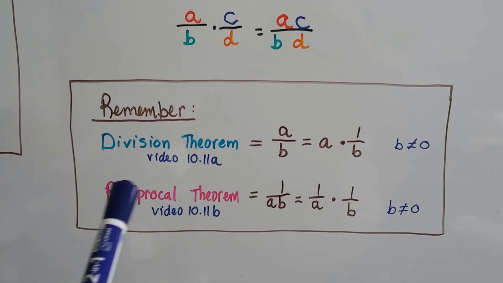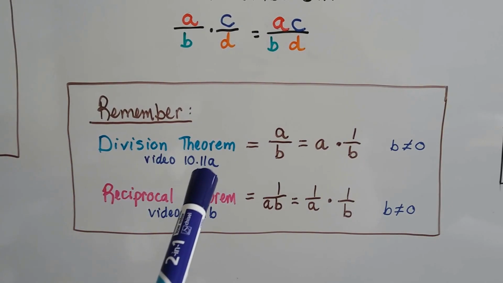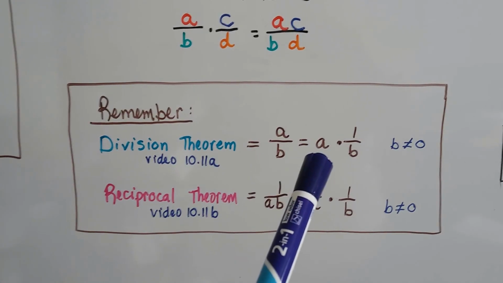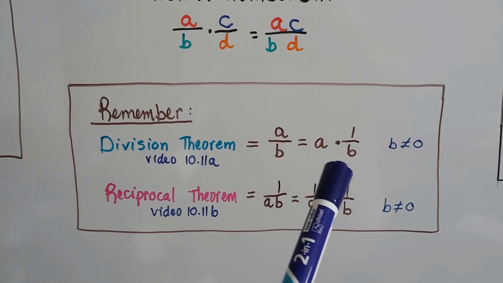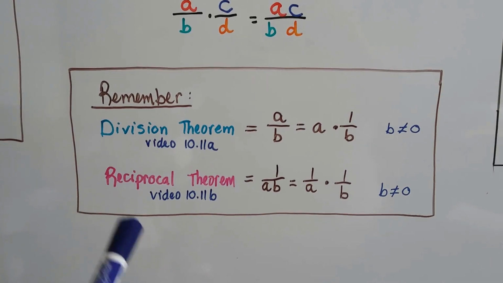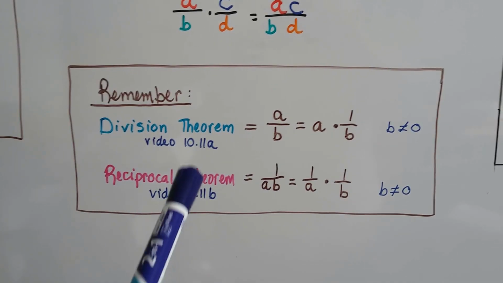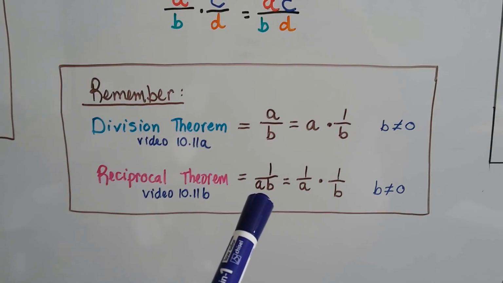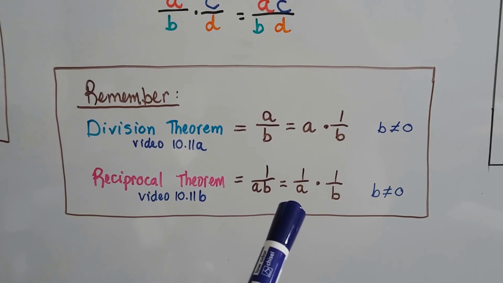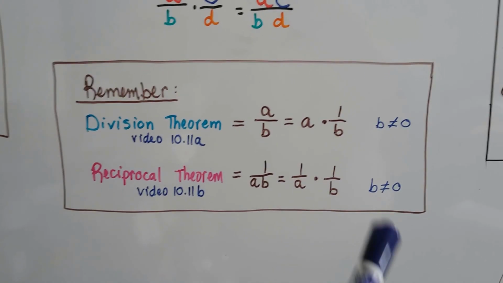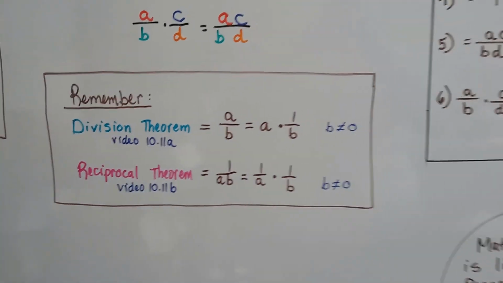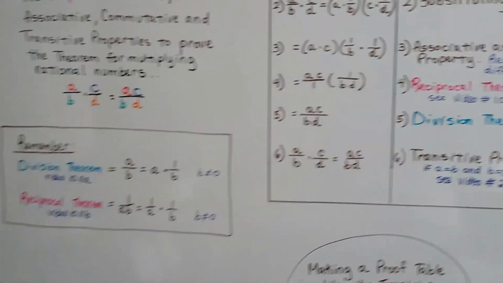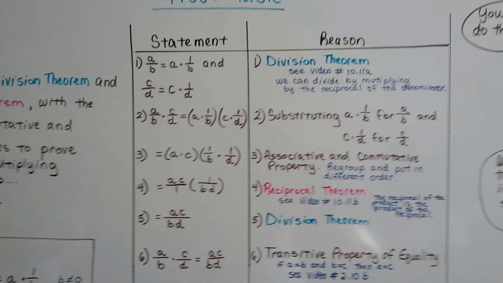The division theorem, which was video number 10.11a, said that if you're dividing a by b, you could just do a times 1 over b, as long as b is not a 0. And the reciprocal theorem was the video right before this one, and it said if you're dividing 1 by ab, it's the same thing as doing 1 over a times 1 over b, as long as b is not a 0, all right? If you haven't seen those videos, you definitely need to go into the description and click on those links so you understand. So here's a proof table.